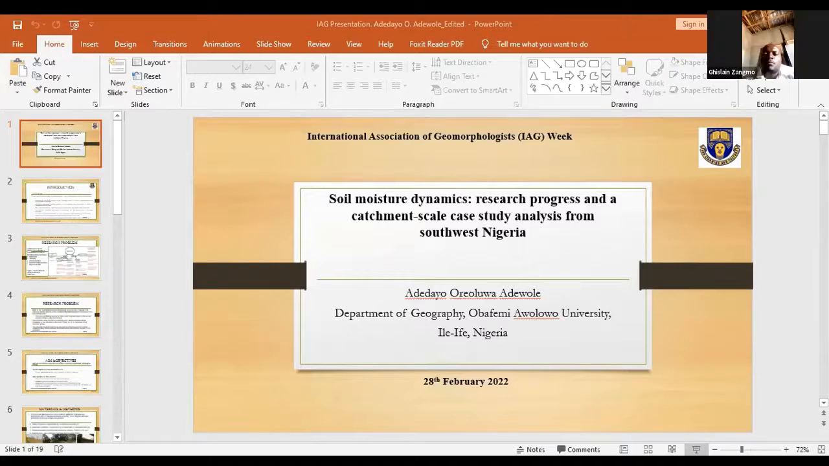Also, most hydrological models that have been used to estimate soil moisture in African continents have been developed from non-African soils. And this is like substituting the summer and winter of the temperate region with wet and dry season.